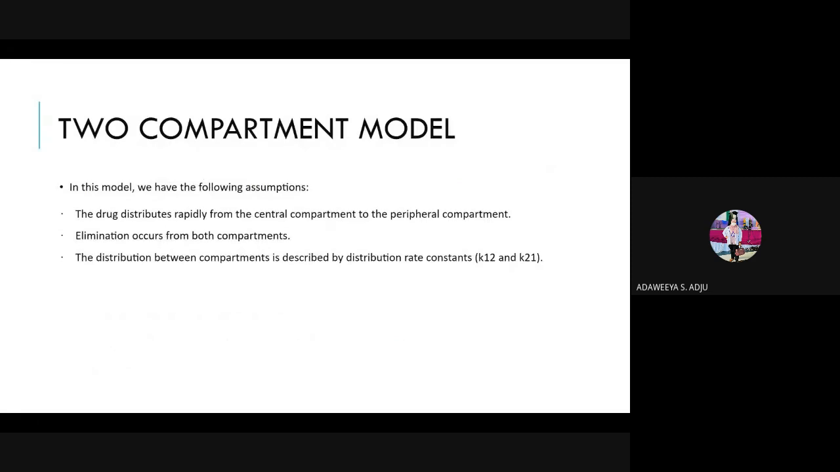For the two compartment model, we have the following assumptions. First, the drug distributes rapidly from the central compartment to the peripheral compartment. Second, we need to ensure that elimination occurs from both compartments. And lastly, the distribution between the compartments is described by the distribution rate constants, which represent our K12 and our K21 as given in the equation.